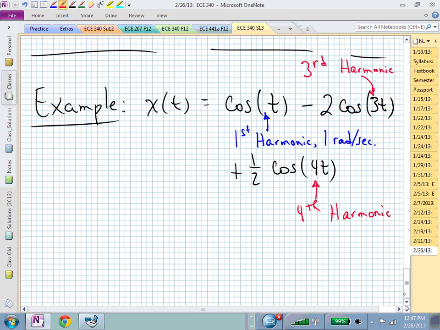Let's say that we're now applying that system, or I'm sorry, that input, x of t, to the following system, h of s, which is now 1 over s squared plus 3s plus 1.